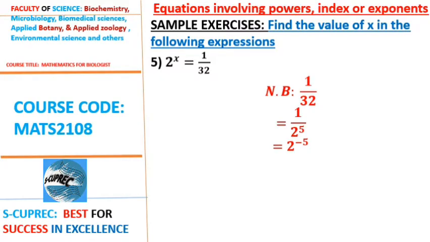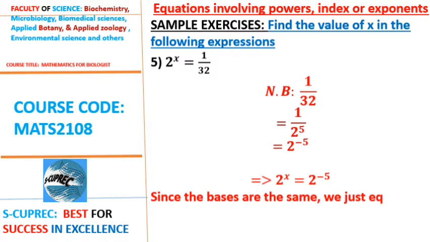So you see that we have already expressed 1 over 32 in the base of 2, the same as 2 raised to the power x. To that effect, our expression above can be written as 2 raised to the power x equals 2 raised to the power minus 5. Observe and see now that the bases are the same, so we can equate the powers. So simply our value of x equals minus 5.